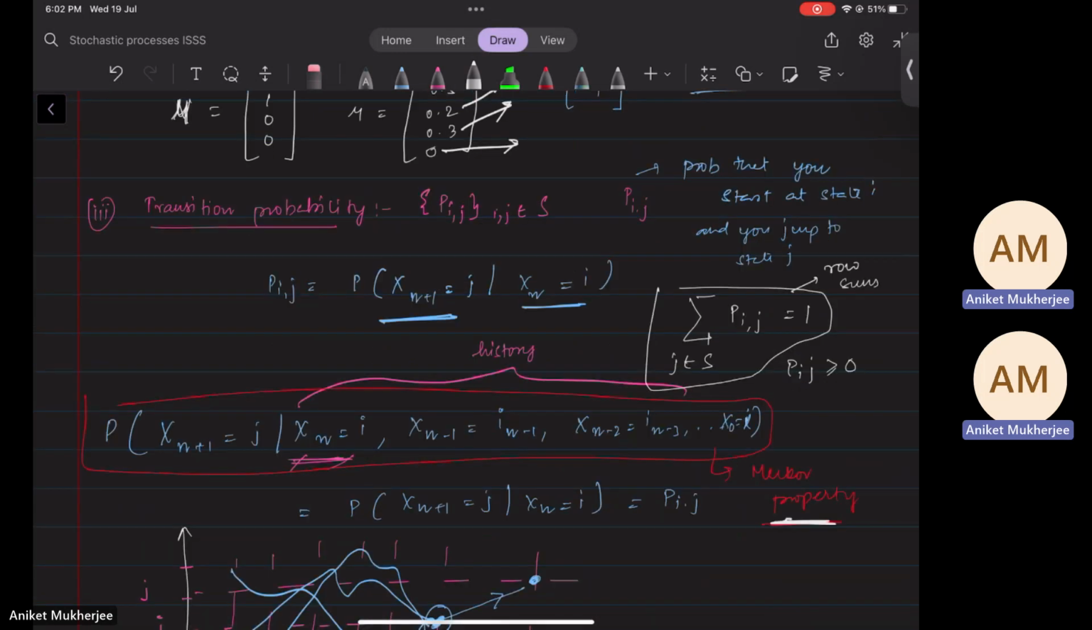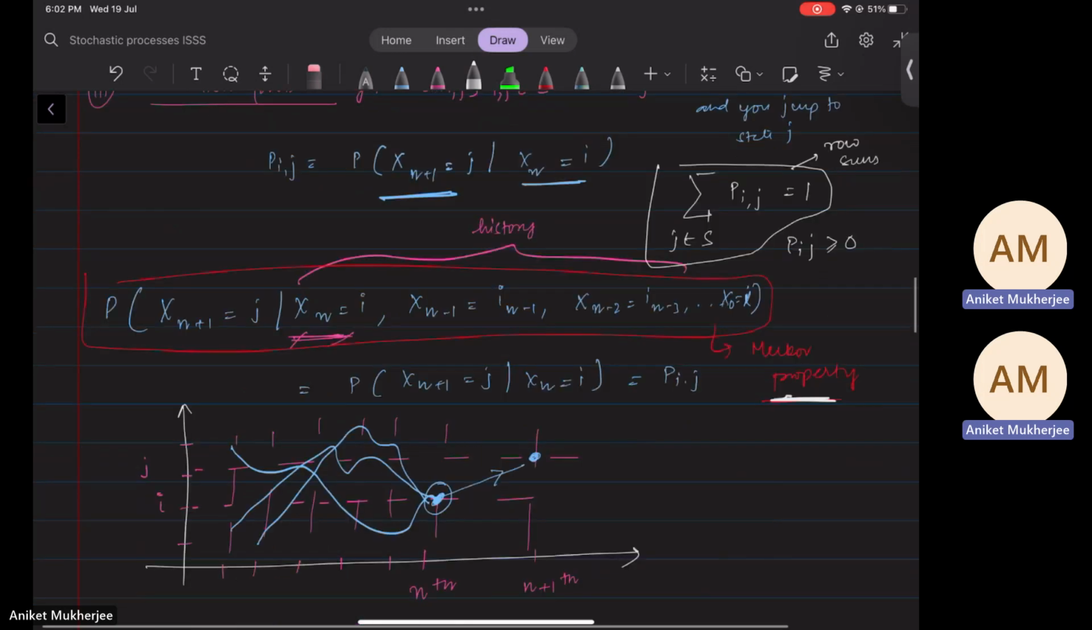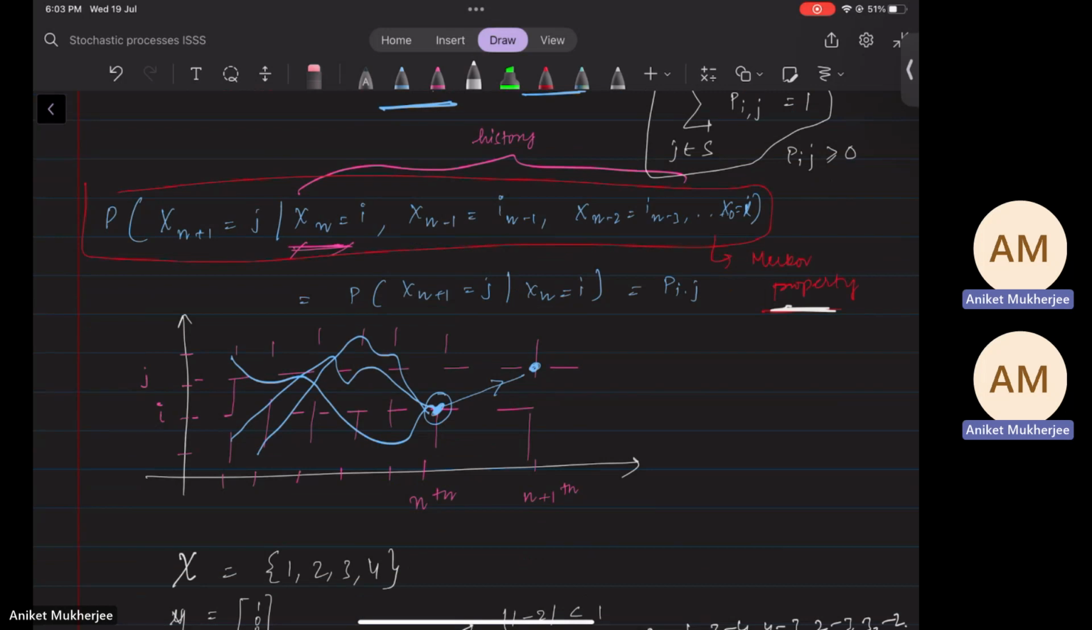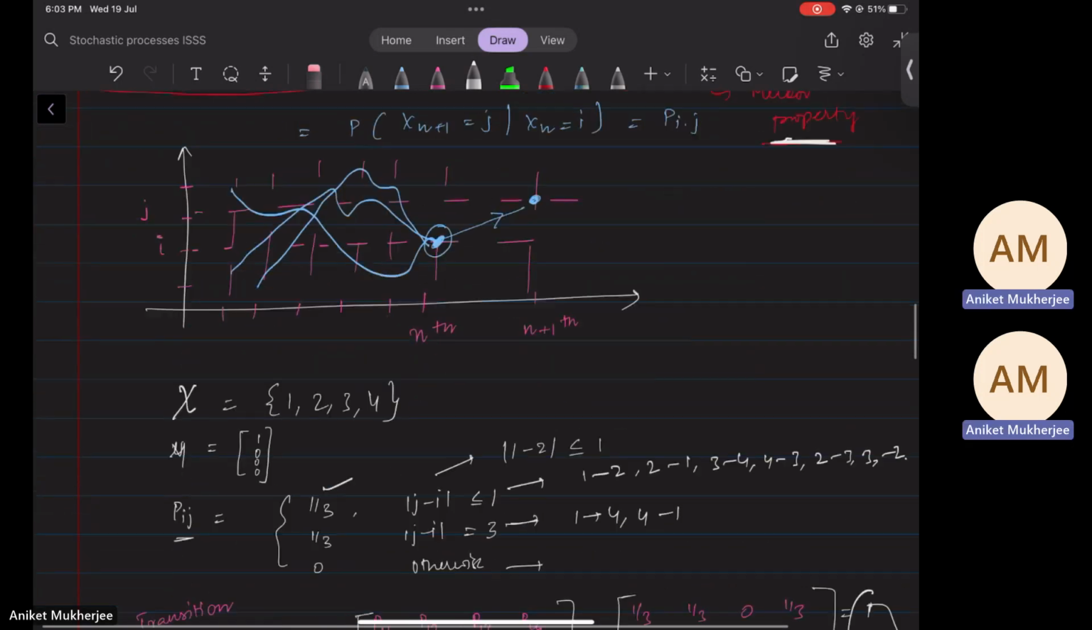The main property of Markovity in a system comes in: given the whole history, the probability that the next step is j just depends on what the previous step was. It doesn't depend on what the whole history was. The whole history doesn't matter. You can take any number of paths to reach the immediately previous step, and the probability will remain the same. That is the Markov property.